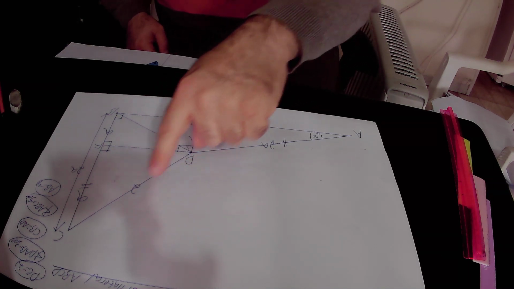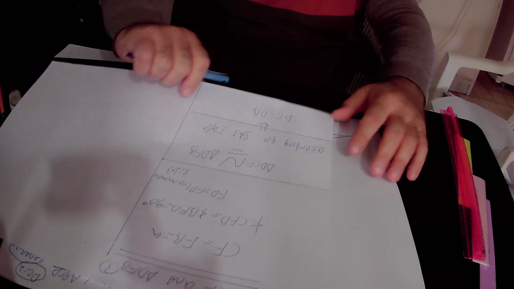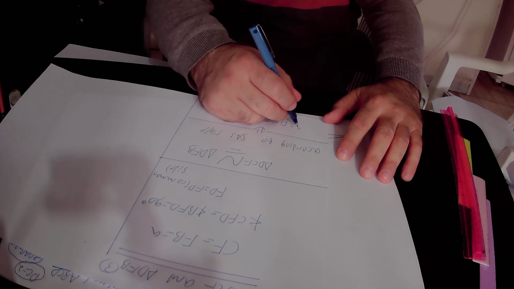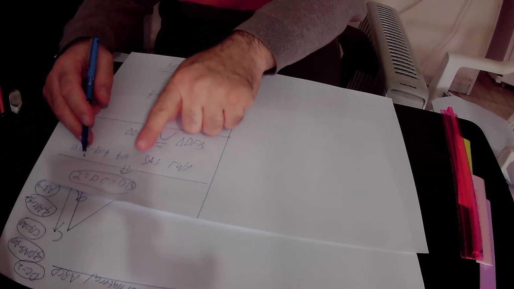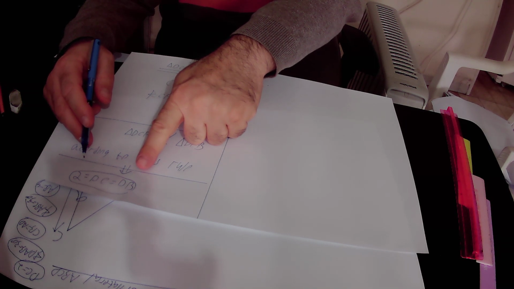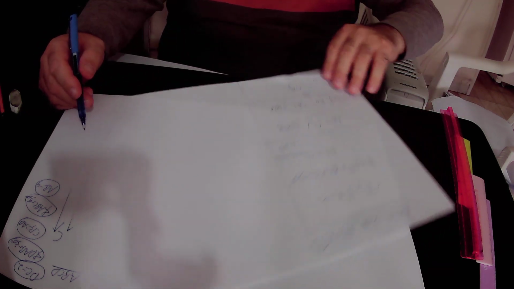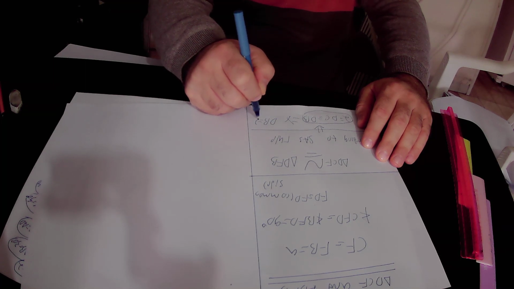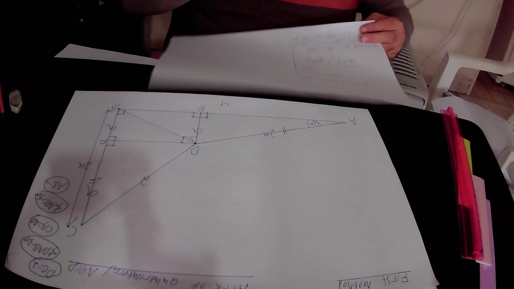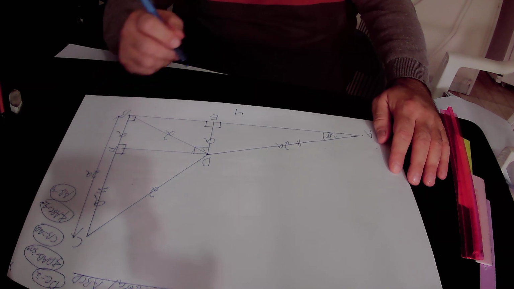But it is given in the question that CD equals 2 units. So you can write here that DC equals 2 units. And from this equation, we will conclude that DB also equals 2 units. We can write here that DB equals 2 units.